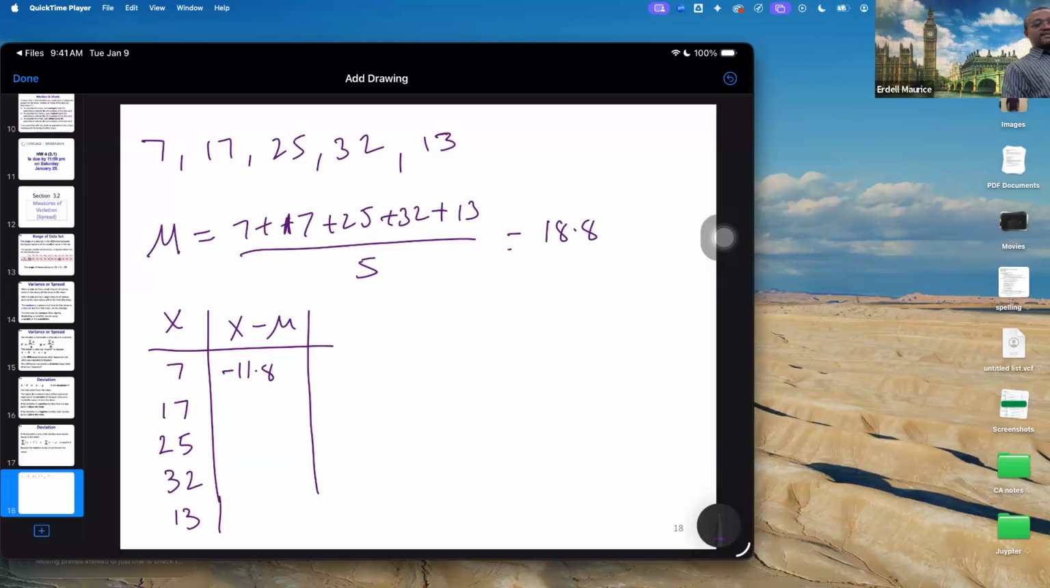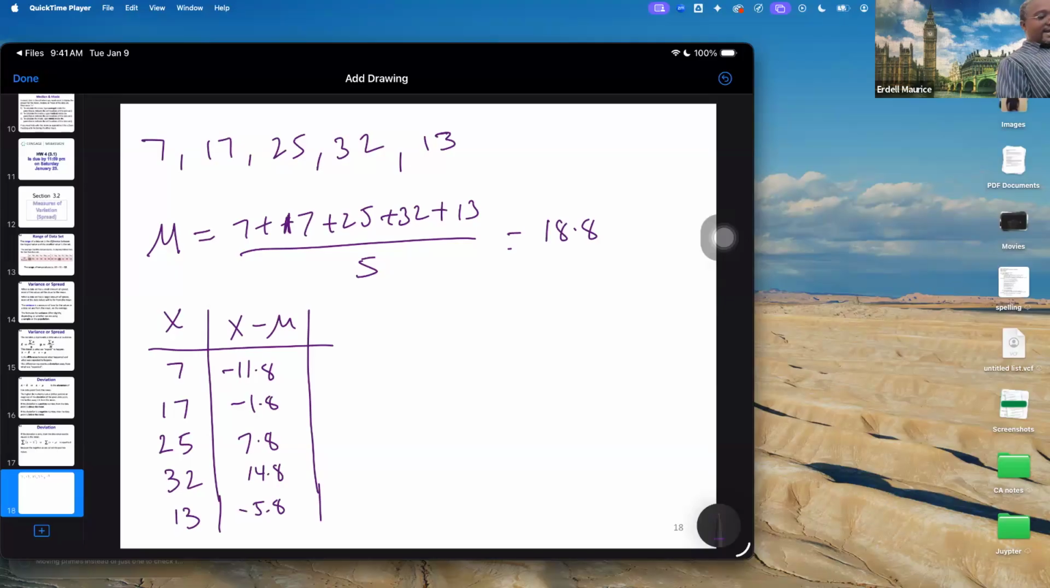All right, while I'm waiting for everyone to do the calculations, first give me a list. What's the list of the deviations? For 17, the deviation is negative 1.8. The next one is 7.8. The next one is 14.8. And the last one is negative 5.8. All right, we have our deviations, and so we want to find the average. The average is to add all those numbers up and divide by 5.